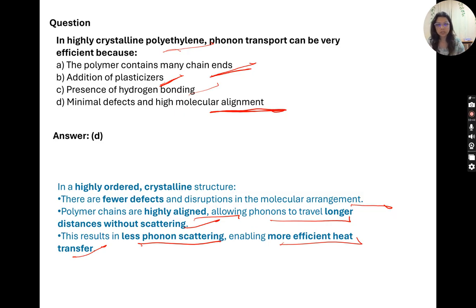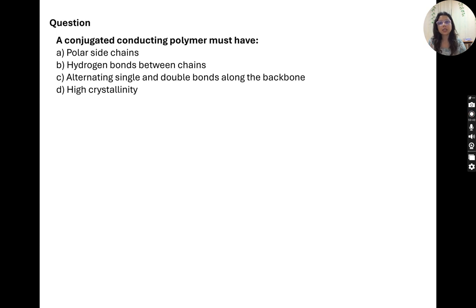Okay, then moving forward to the next question, we have some more questions left, I guess. A conjugated conducting polymer must have... So it is asking what a conjugated conducting polymer should have: polar side chains, hydrogen bonding between chains, alternate single and double bonds, or hydrostatic. It's a very simple question.